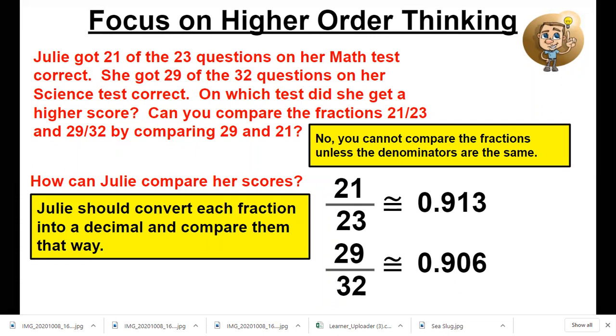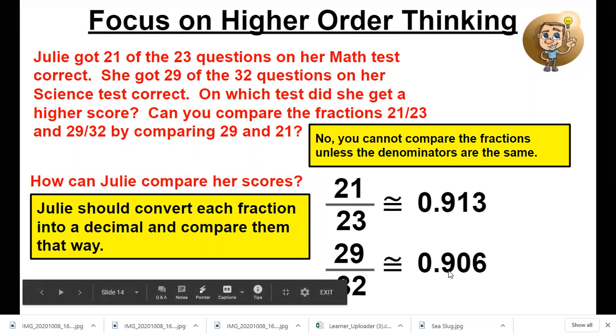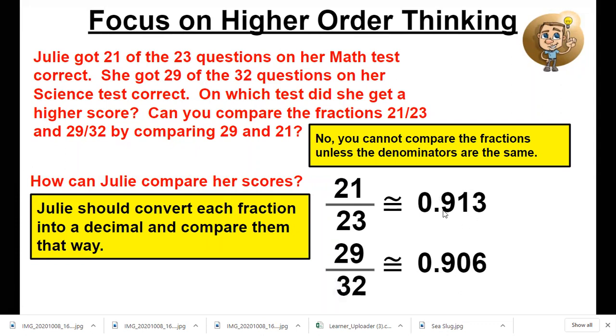So we can compare it, though. We have enough information to compare. This is like a 90% on her science test and a 91% on her math test. So she did better on which one? She did better on her math test. Did you think that at first? I bet you weren't sure until you changed it to a decimal, right? If you hadn't changed it to a decimal, you would think maybe that the science test was bigger because it had a 29 on top, but that's not right because we weren't comparing the same number of questions. So she actually did better on her math test.